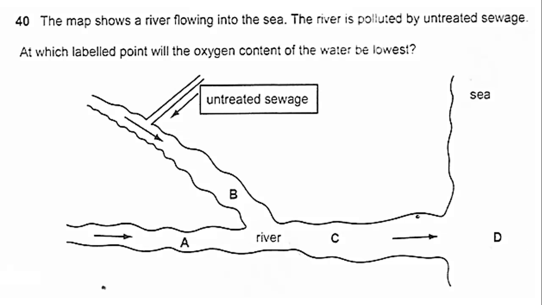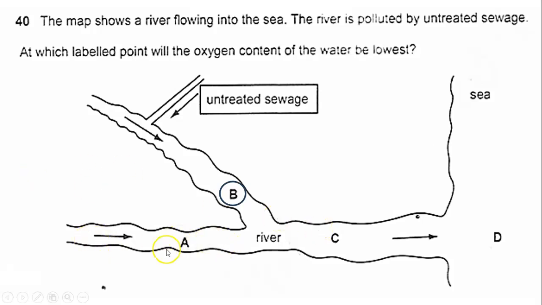The map shows a river flowing into the sea. The river is polluted by untreated sewage. At which labeled point will the oxygen concentration of the water be the lowest? So, here you see the lowest amount of oxygen concentration will be in B because the untreated sewage water just entered here, and again the presence of untreated sewage will always decrease the concentration of oxygen.